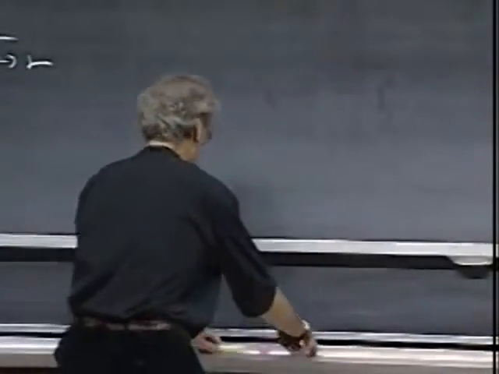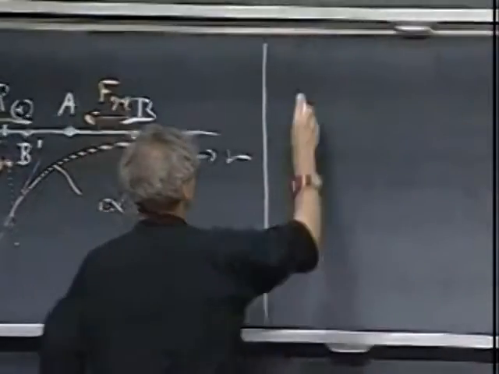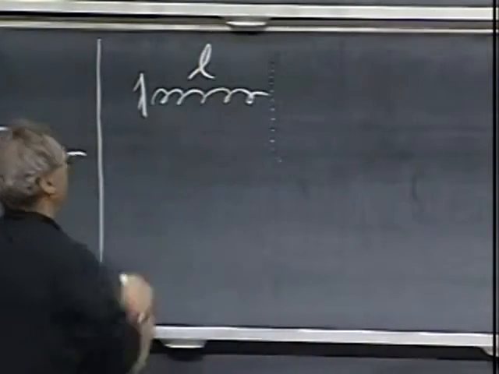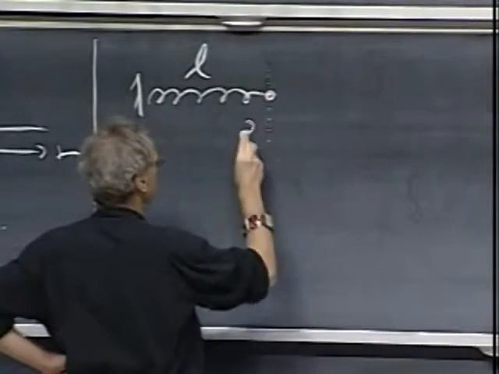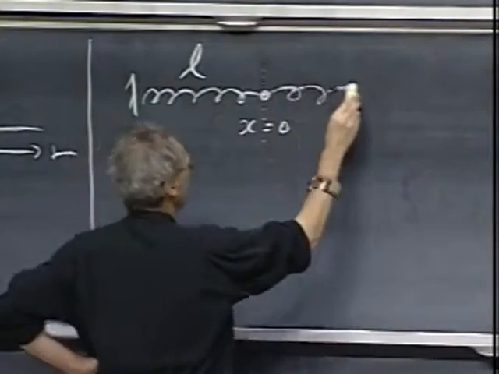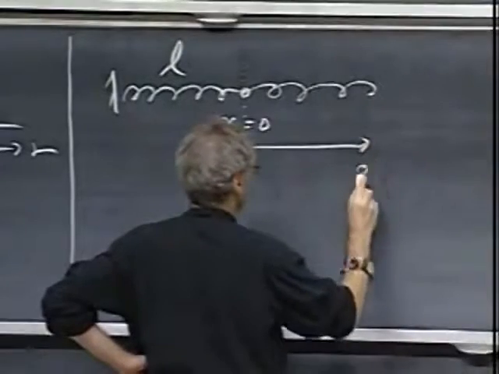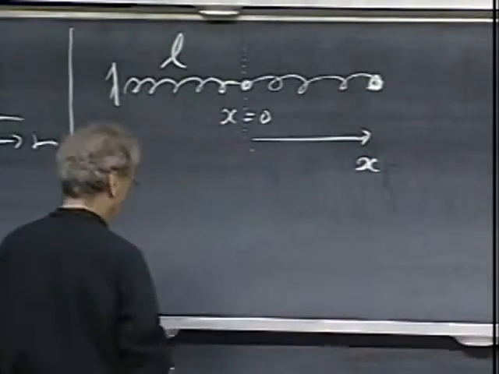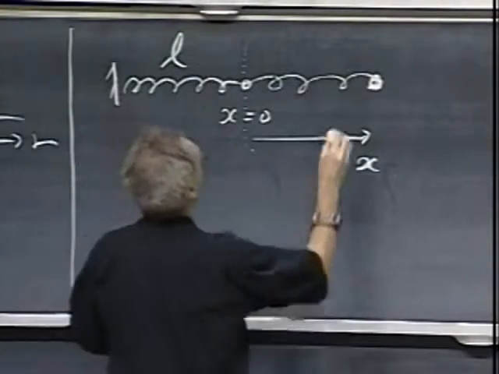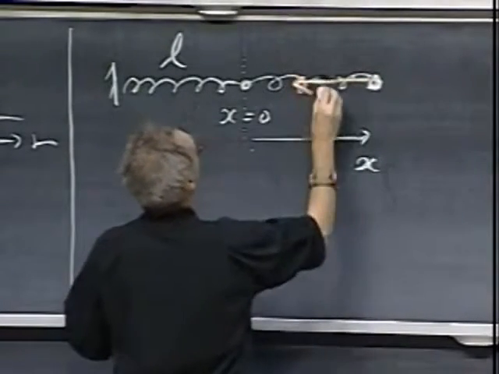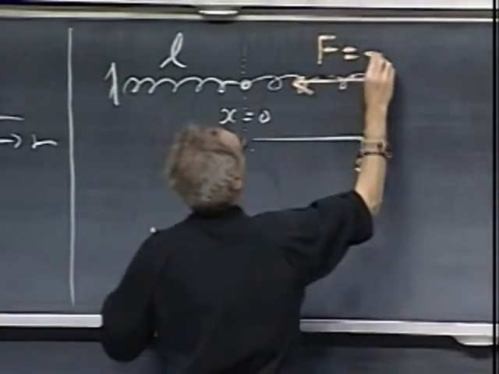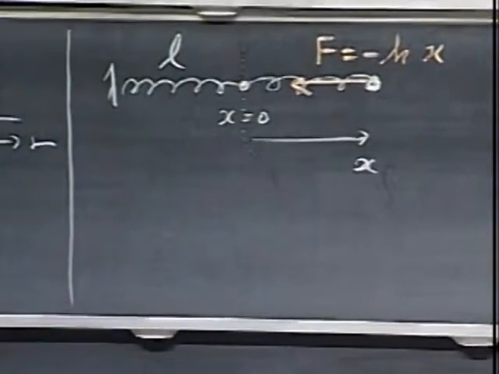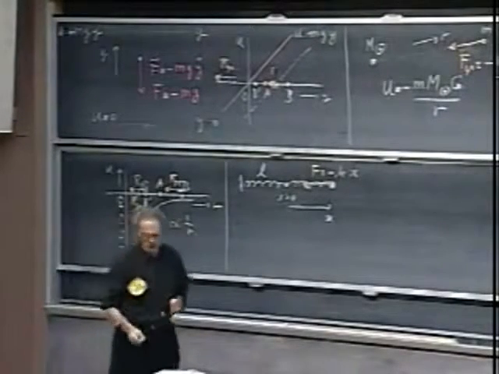Now I change from gravity to a spring. I have a spring which has relaxed length L. I call this x equals 0. And I extend it over a distance x, and there's a mass m at the end. And there will be a spring force, F equals minus kx. It's a one-dimensional situation, so I can write it without having to worry about the arrows.